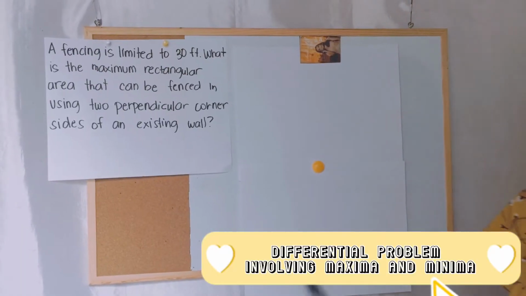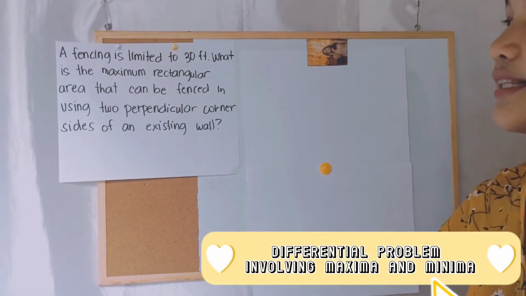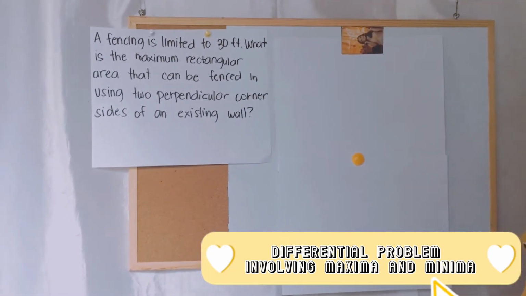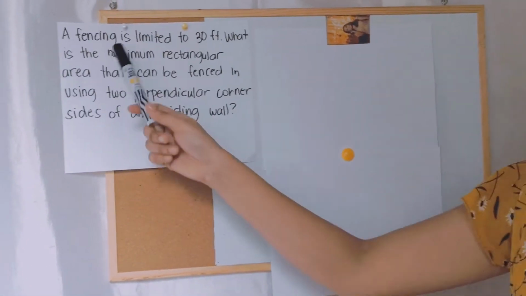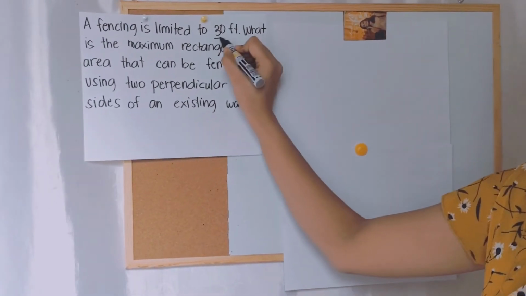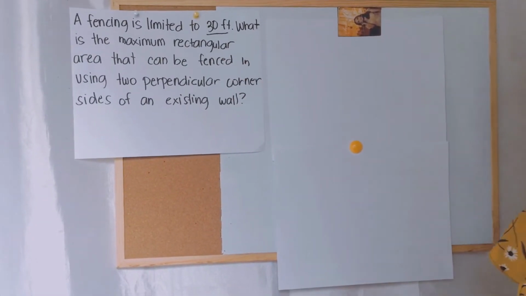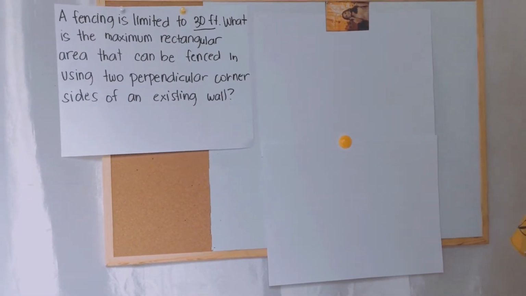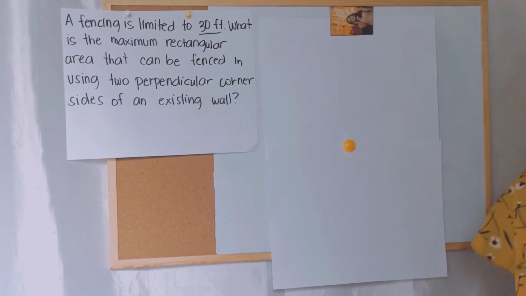We have the fourth problem for today's video. It involves maxima and minima. A fencing is limited to 30 feet. What is the maximum rectangular area that can be fenced in using two perpendicular corner sides of an existing wall?